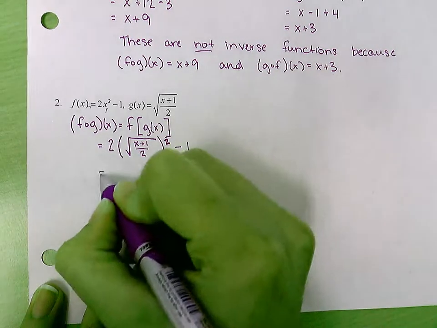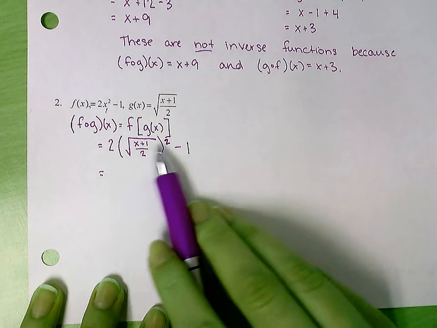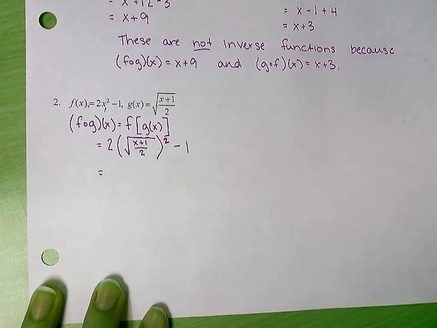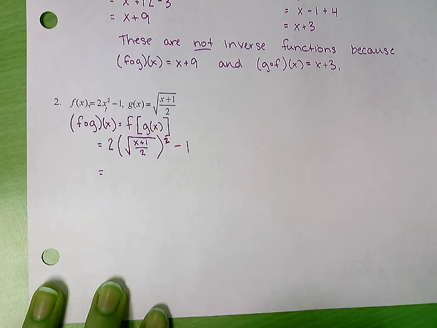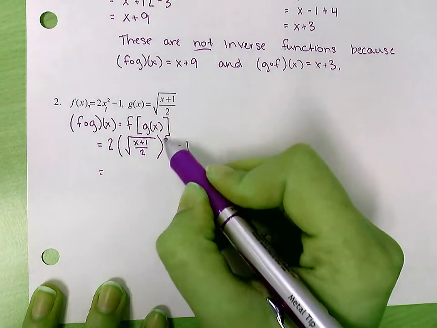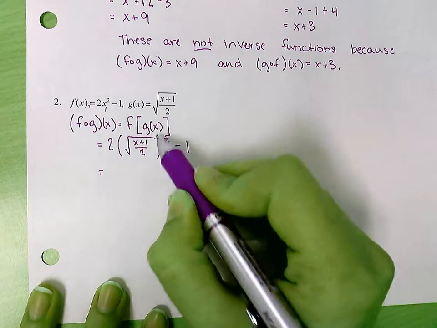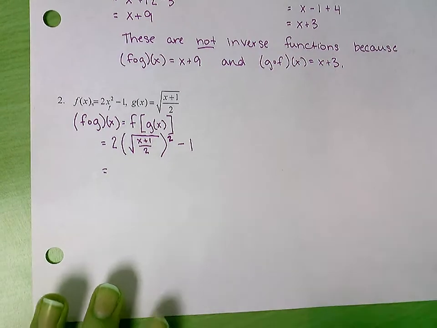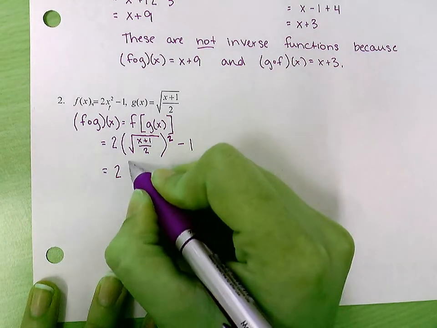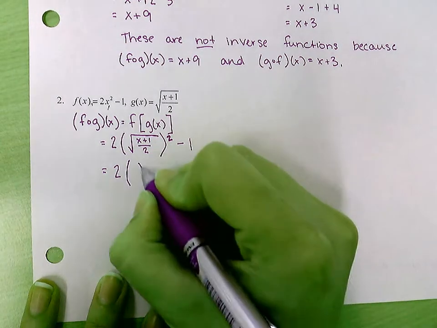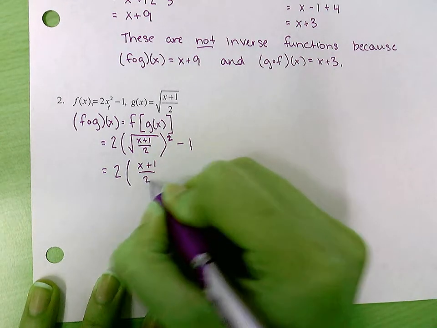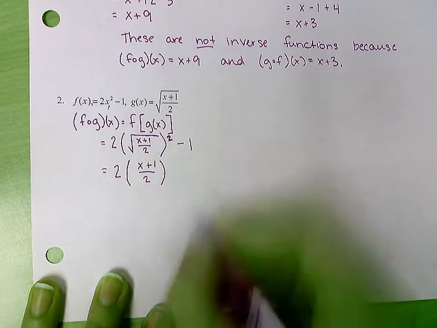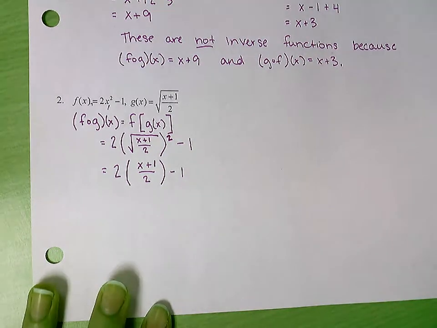Now, to simplify, if I square a square root, what happens? It's not 0. But what else could you say? They cancel. So if I square a square root, those are going to cancel each other out. So I still have this 2 here, but now I can just write x plus 1 over 2, and then still subtract 1 at the end there.